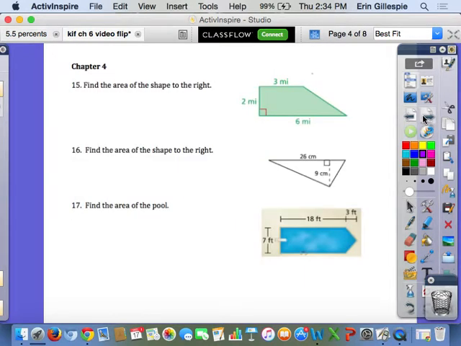All right, looking at our next problems. A bunch of stuff from chapter 4. Remember, chapter 4 is all about area of polygons. So number 15 says find the area of the shape to the right. First job would be figuring out what kind of shape that green shape is. That would be a trapezoid.